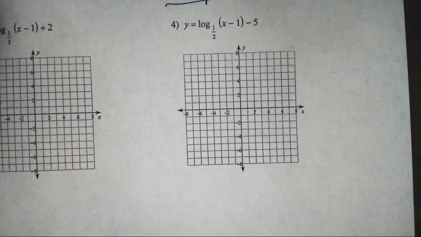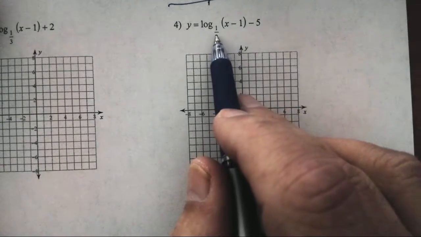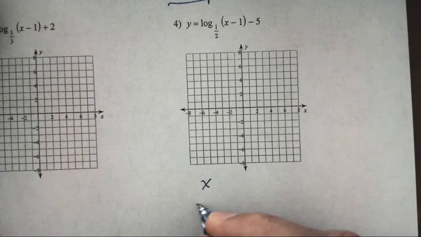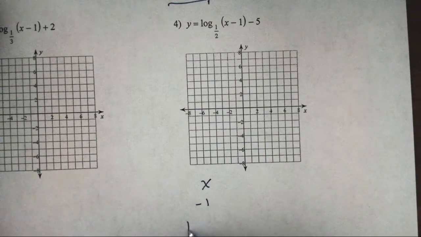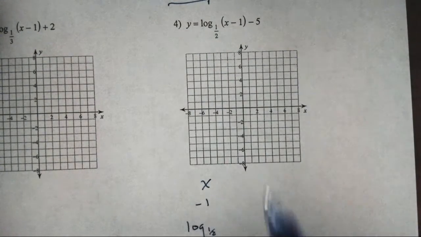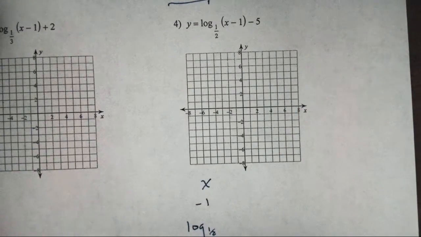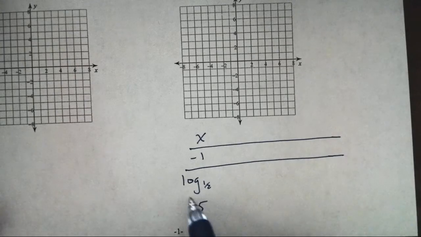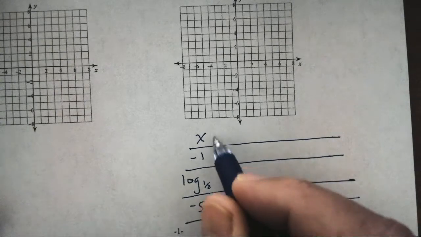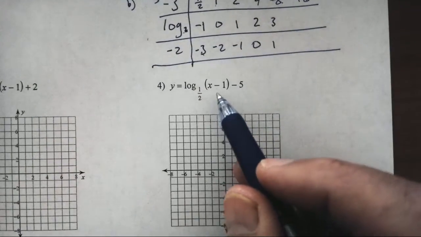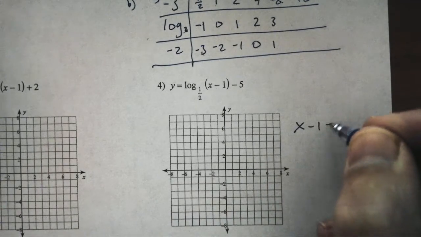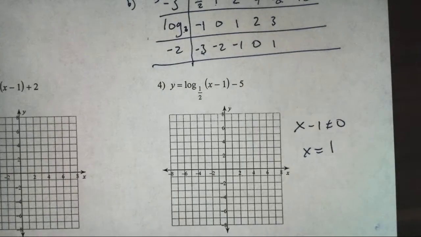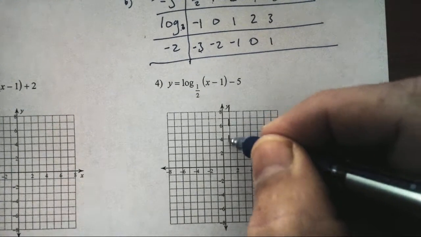Okay, let's take a look at one with a fractional base. I'm going to choose a value for x. I'm going to subtract 1. I'm going to take log base 1/2, and I'm going to subtract 5. Now the first thing we might want to do is just note that x minus 1 may not be 0, so x cannot equal 1, or x equals 1 is a vertical asymptote.